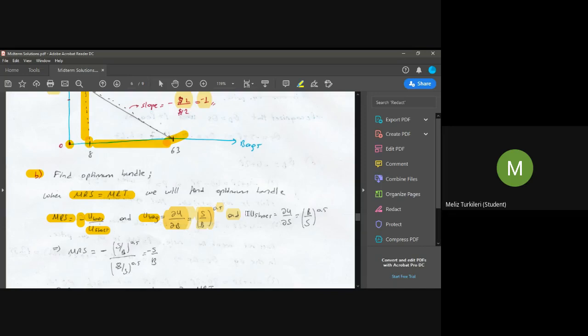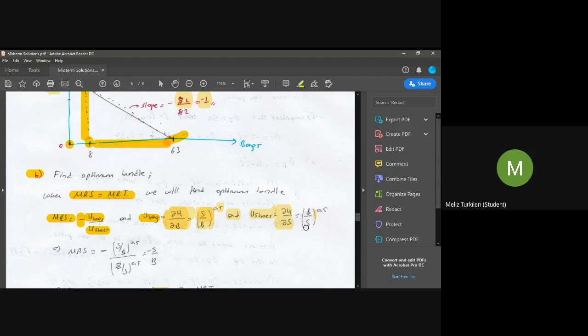If you do the same thing for the marginal utility of shoes, you will again take the partial derivative of the utility function with respect to S, and you will find that it is equal to B divided by S to the power of 0.5, which is a similar thing to the marginal utility of bags, but we just have a different denominator.